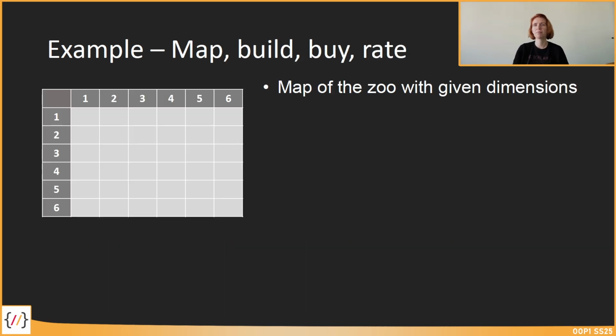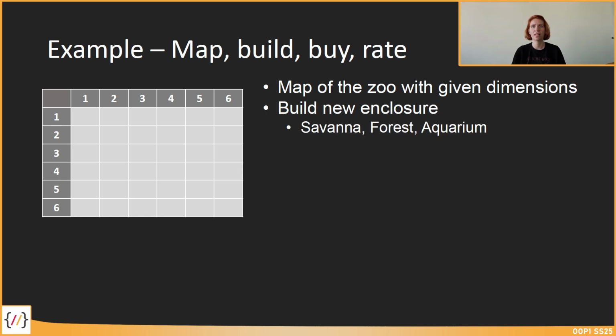And then when you start the program, for example, here we started the program with a 6x6 map. You can see here you have an image of the map. There's a certain output you need to implement for this. And then, first of all, you can build new enclosures on this map. So there are 3 different types of enclosures. There are savanna enclosures, forest enclosures, and aquarium enclosures.